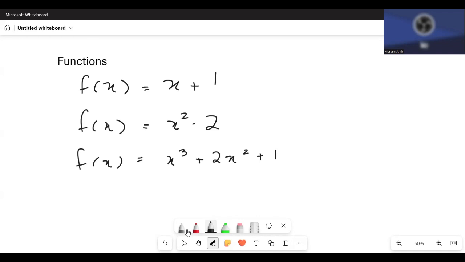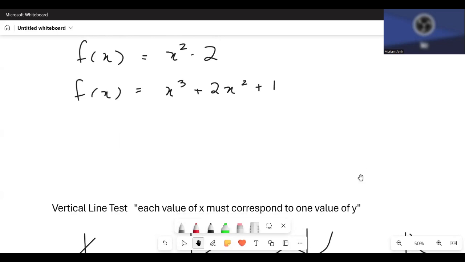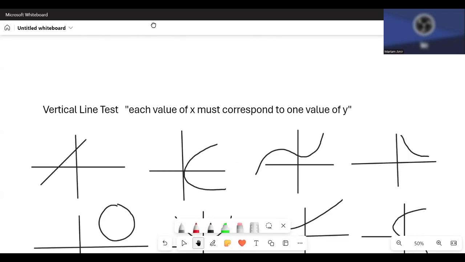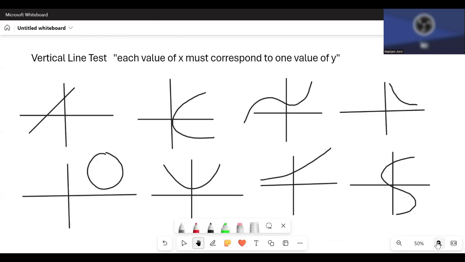However, not every expression like this is a function. There is a certain rule that the expression needs to satisfy. If that rule is satisfied, then f(x) is categorized as a function. Otherwise, it is not. Now, what is that rule? The graph must satisfy the vertical line test. Now, what does that mean?